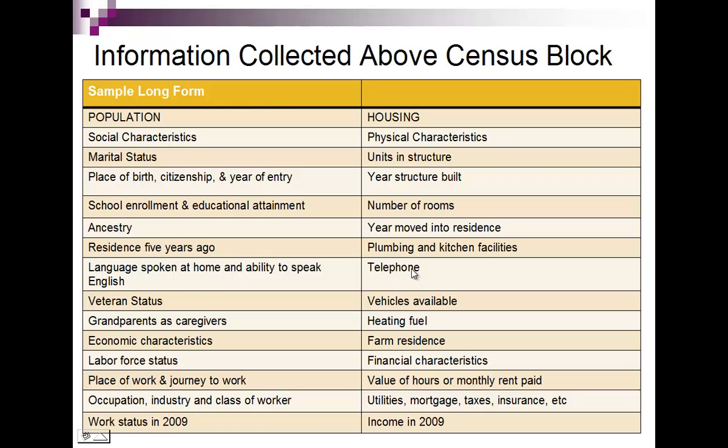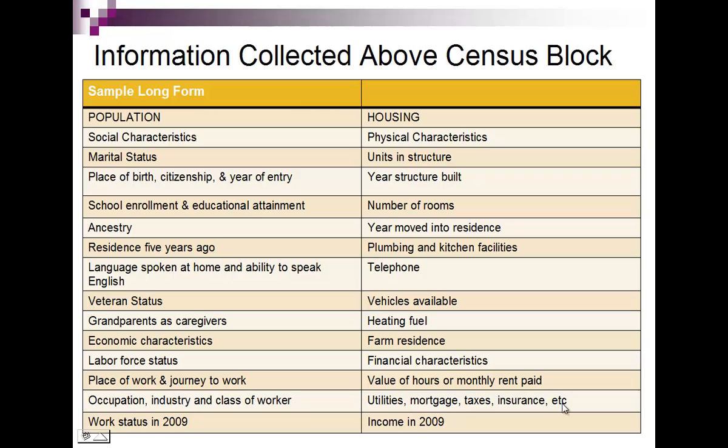Above the census block, these are some of the other things that we can look at. Social characteristics: marital status, single parent home, school enrollment, what is your education attainment, where did you live 5 years ago, do you speak a language other than English at home, who are your caregivers, are you currently employed, where are you employed, how much do you pay in rent, do you have a telephone, do you have a car, how long does it take you to get to work, when did you move in, what are your utilities, do you rent or do you have a mortgage?